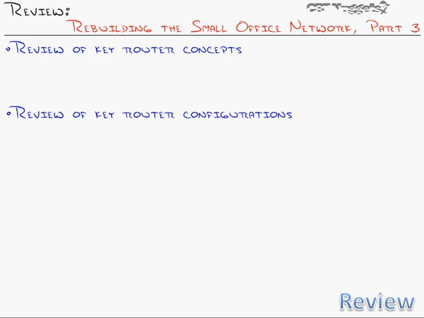So in these last 2 videos, we walked through a review of key router concepts, things like routing protocols, static routes, assigning IP addresses, base configurations, and we did a review of the key configurations. That's all we did, was walk through a complete setup of a small office network.